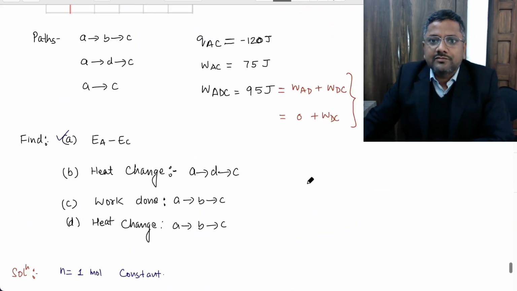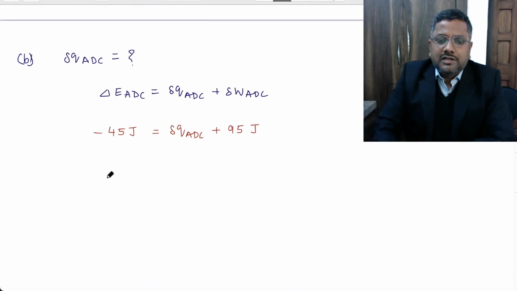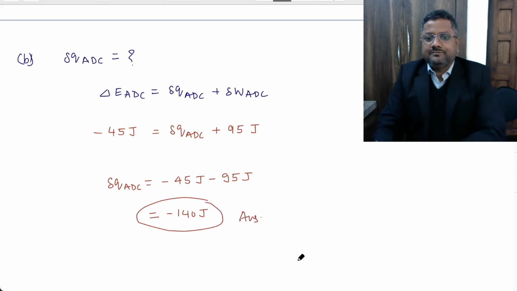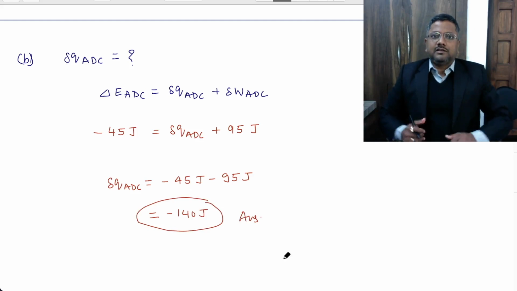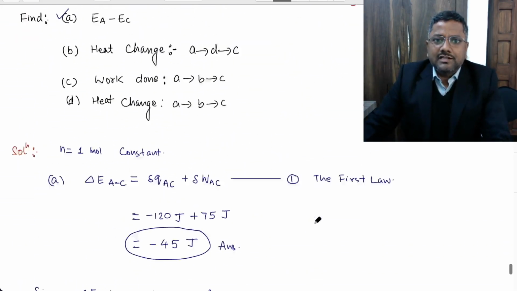So 95 joule they have given this, right? So delta Q ADC is equal to minus 45 joules minus 95 joules. So this is equal to minus 140 joules. And this is the answer of the second part. Hopefully all of you are clear in this. Okay, now come to the next.